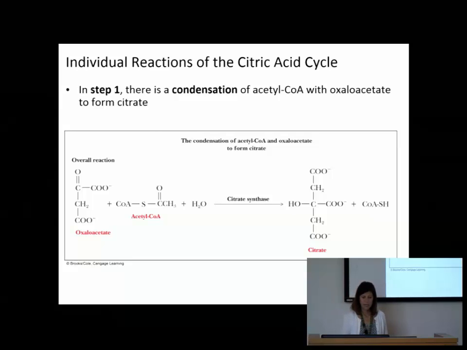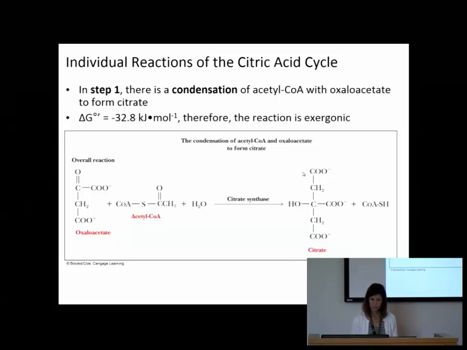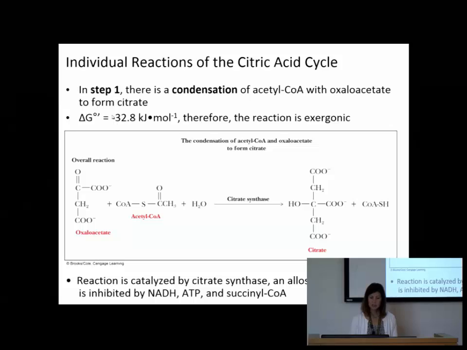In step 1, we're condensing the entry molecule with acetyl-CoA. It's a spontaneous reaction, and we have a point of control. So the delta G is negative, and that's a pretty big negative, if you remember last discussion about the delta G, because we're breaking this high energy thioester bond.